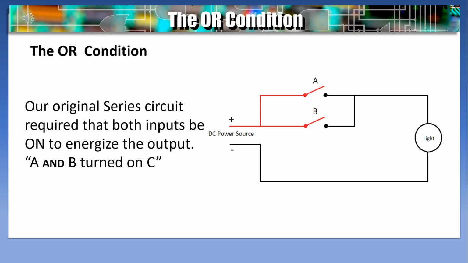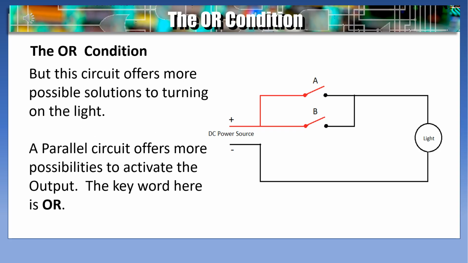Now let's begin to look at some of the other electrical conditions or circuits we can have. We're going to look at the OR condition. Our original series circuits required that both inputs be on to energize the output, A and B turned on C, which made sense electrically since the current only had a single series path to get to the light. Here we see a parallel circuit. This circuit offers more possible solutions to turning on the light.